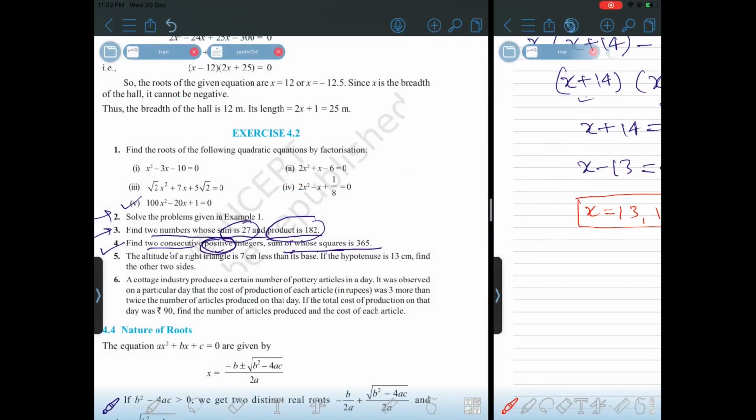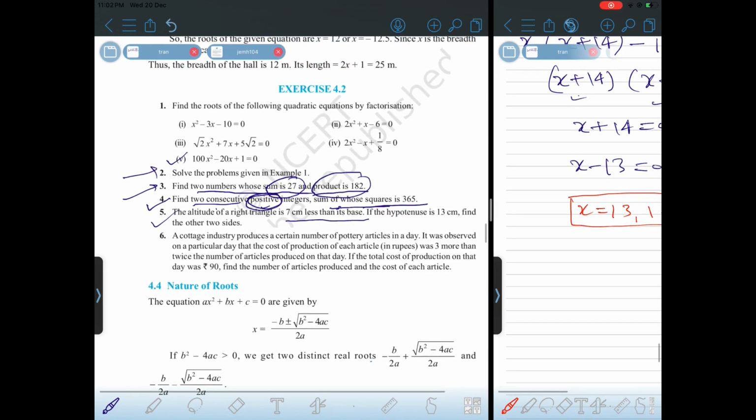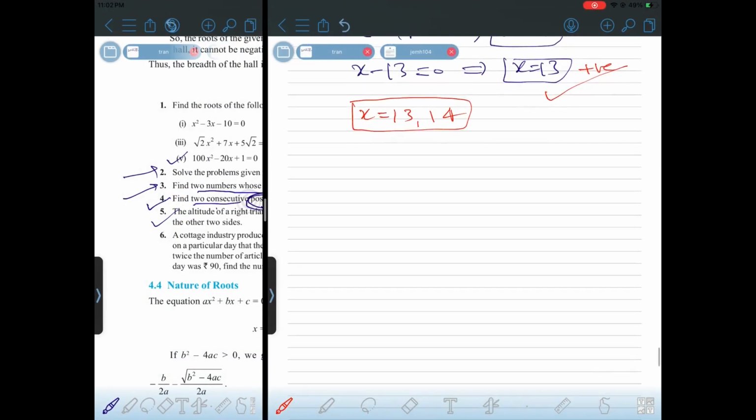Now, let's see the fifth question. The fifth question says the altitude of a right triangle is 7 centimeters less than its base. Let me draw a right angle triangle first so that we have clarity. Let's always draw a neat diagram, because that is very helpful to understand the concept.